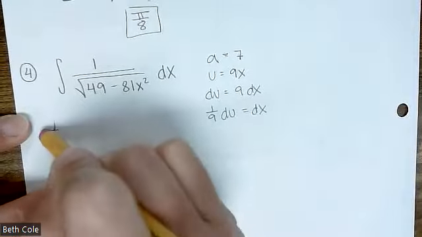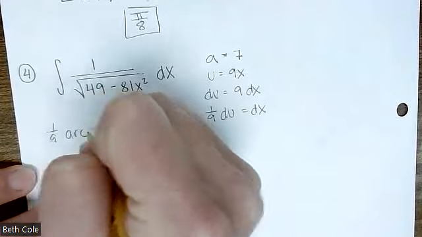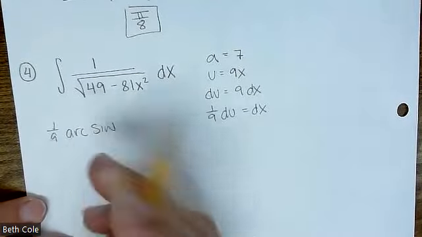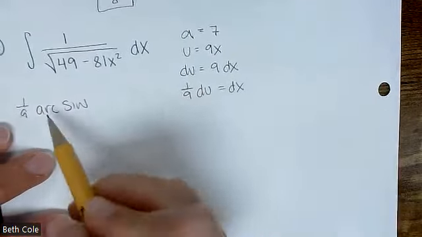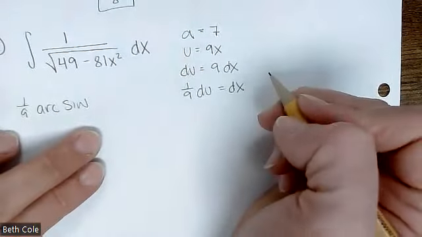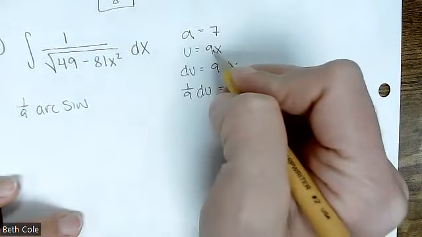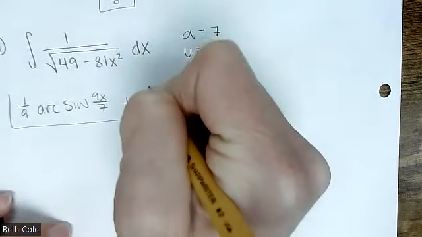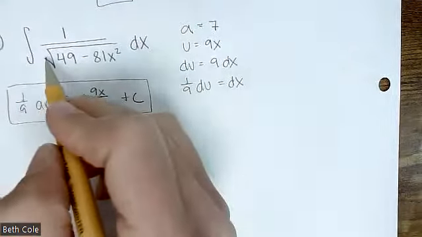Oops, why did I write a 2? That was like a brain hand disconnect there. All right, 1/9 arc sine. Oh, why is there not another fraction out front? Yeah, for arc sine, that pattern doesn't have another fraction. We only have the 1/9 from our adjustment here. 1/9 arc sine of what? Yeah, it's u over a, so 9x over 7 plus c. How'd that go? Okay, so this one didn't have a little thing out front.